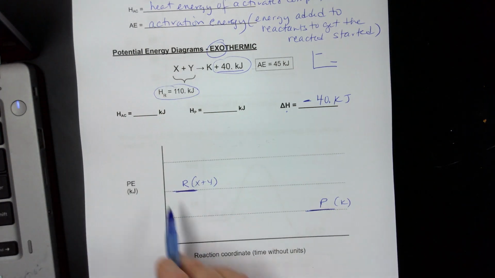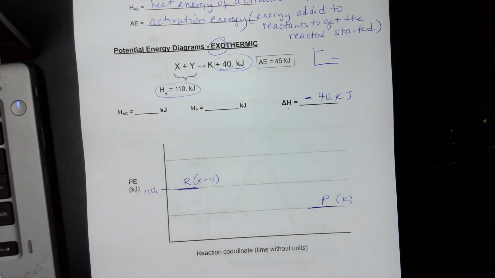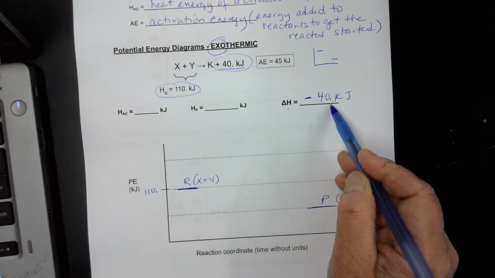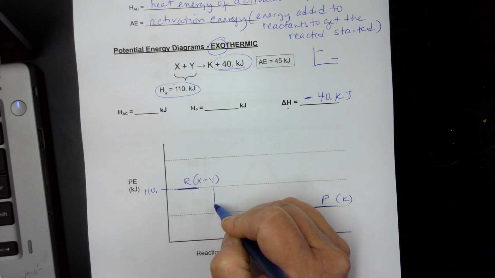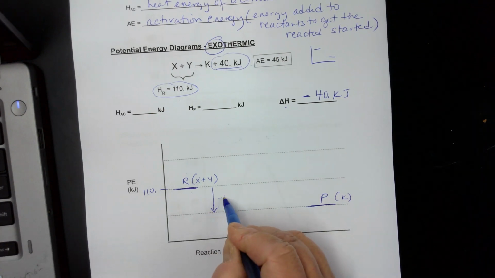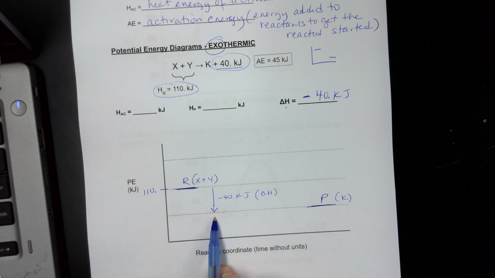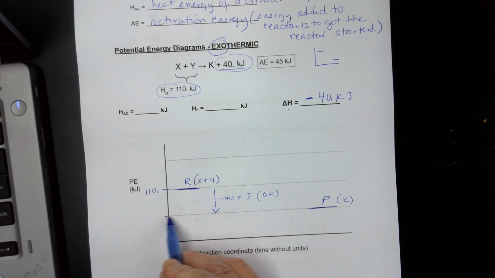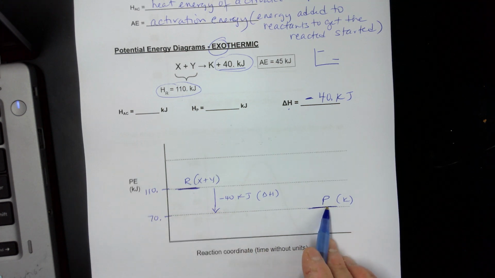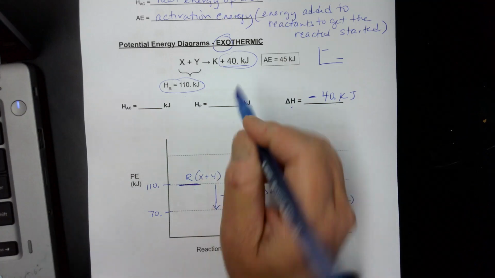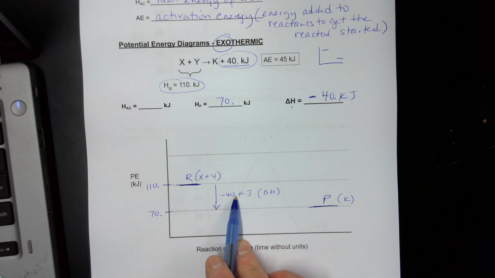Okay. Now, we know that the energy of the reactants combined is 110 kilojoules. We also know that delta H is negative 40. So the reactants are going to lose this negative 40 kilojoules, that's the delta H, which means that the energy of the products has to be 110 minus 40, which is 70 kilojoules. So we just figured out what the energy of the products is. It is 70 kilojoules, because we knew the reactants and we know what the change in the energy was going to be.